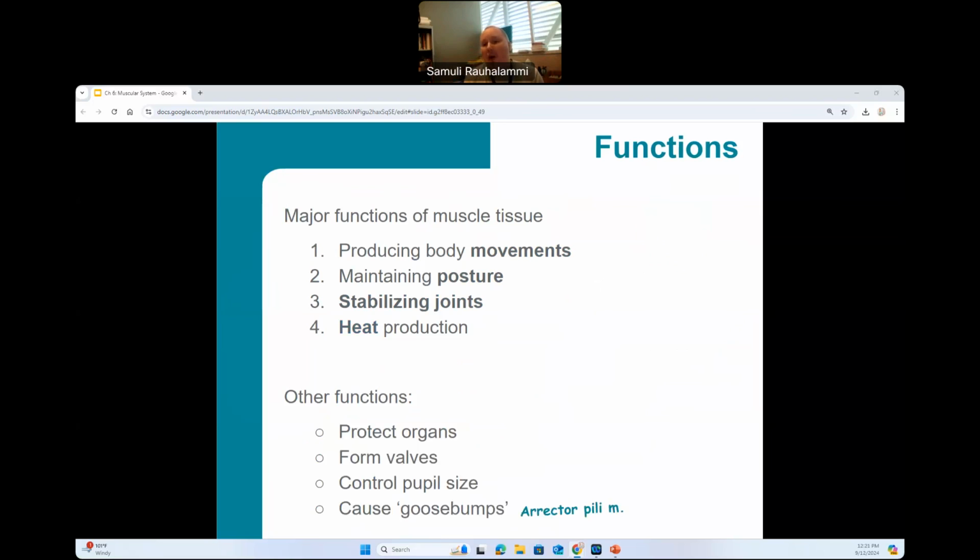There are also many other functions. What muscles do is far more complex than what we often think of initially. And while I let you look at those examples on your own, I'll mention the smallest muscle that I can think of in the body, which is, of course, our erector pili muscle. We discussed that when we discussed the chapter about the skin and how erector pili were responsible for lifting the hairs when we got goosebumps.